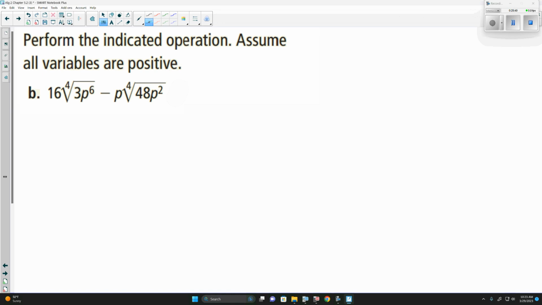16 fourth roots of 3p to the 6 minus p fourth roots of 48p squared.